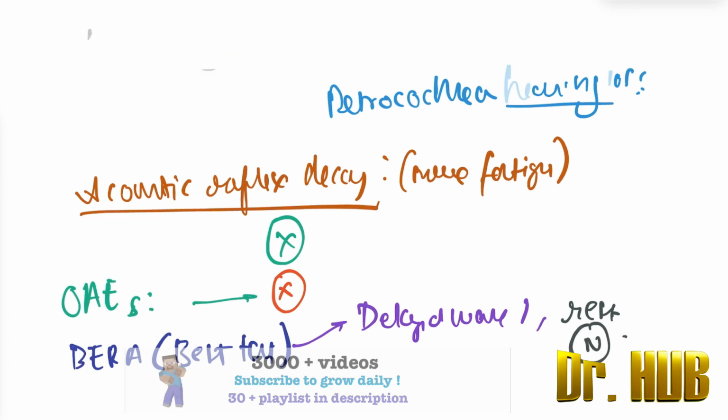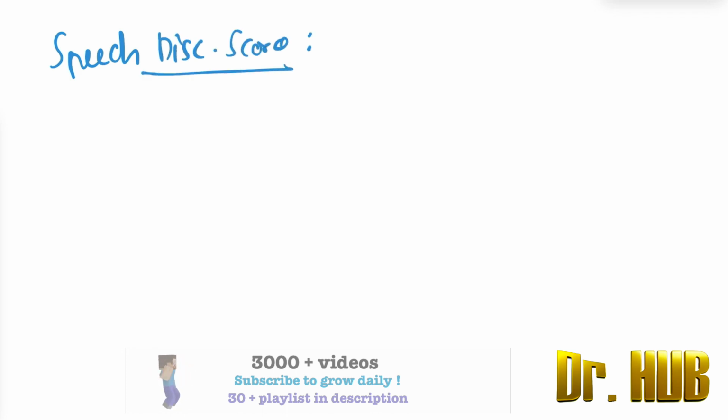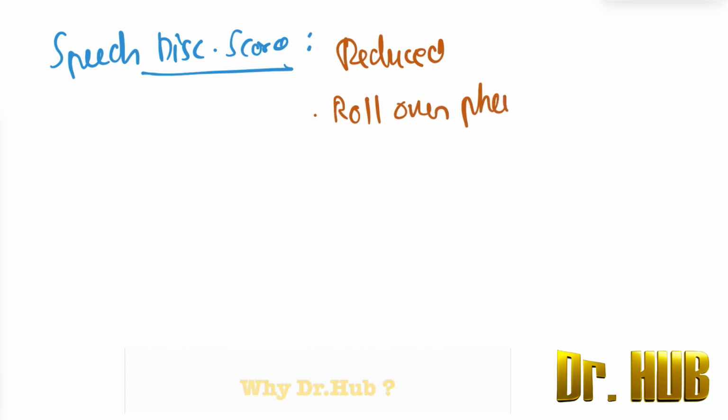So what about the speech discrimination score? In cochlear hearing loss it is reduced. There is a rollover phenomenon, which we discussed in the previous video, and this will be absent. So this was about the cochlear hearing loss.